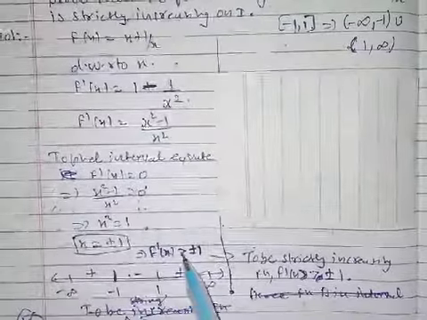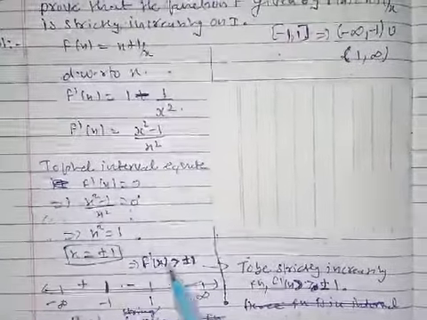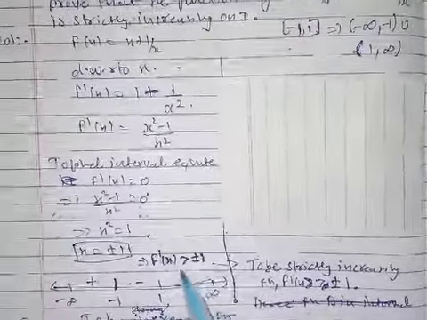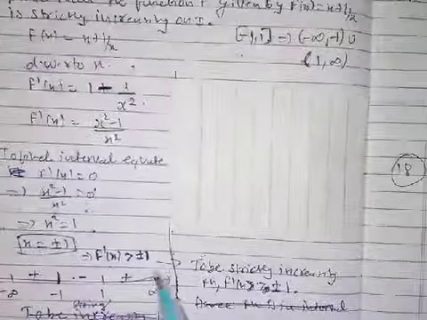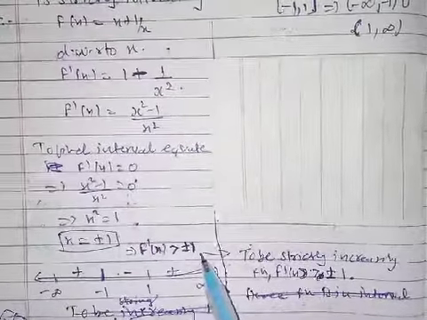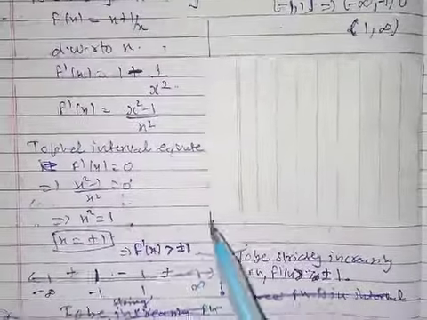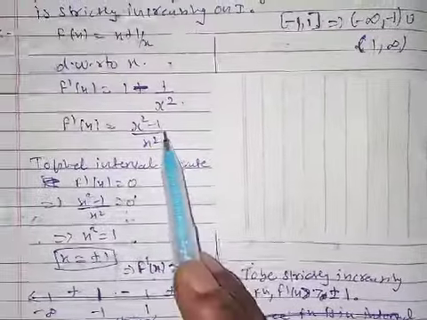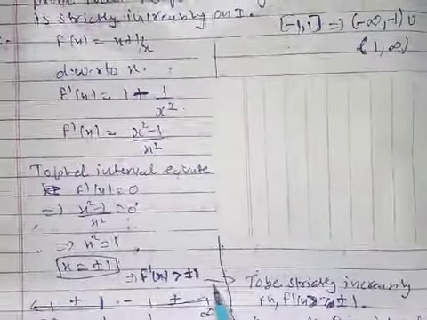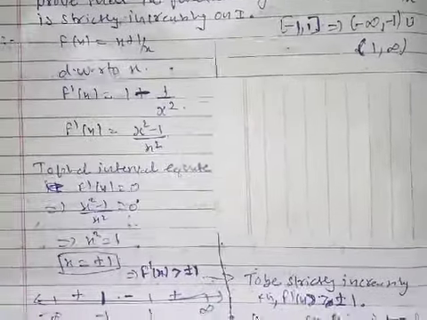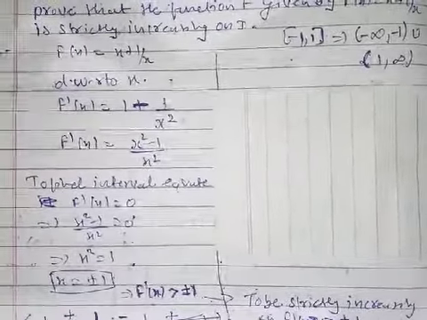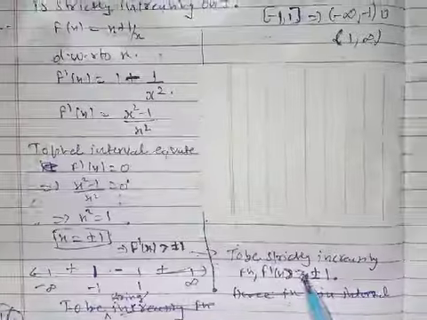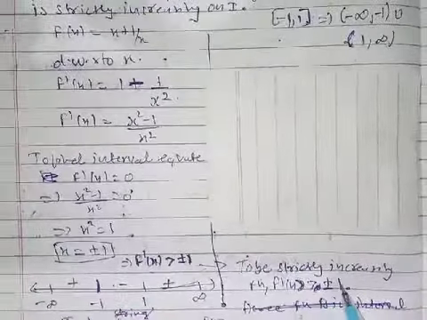Other than this, for all x greater than 1 and less than minus 1, f dash of x will be greater than 0. So this is strictly increasing. Strictly increasing means it should be greater than 0. At 1 and minus 1, it will become 0. Other than that, it will be a strictly increasing function. So to be strictly increasing, f dash of x must be greater than 0 except at plus minus 1.